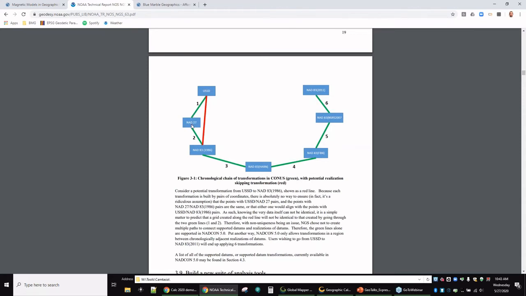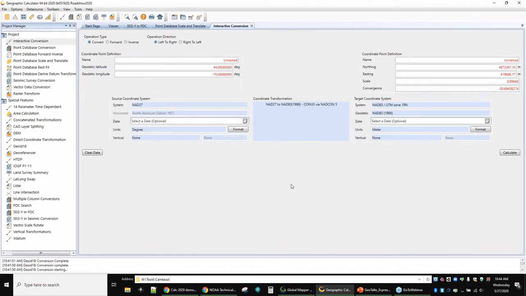And the reality of it is if you want to go from NAD27 to NAD83 Epoch 2011, which is our current survey standard, you have to go 1, 2, 3, 4, 5 steps around the horseshoe. So that's 5 datum transformations to get in between there. NADCON 5 is what allows us to do that.